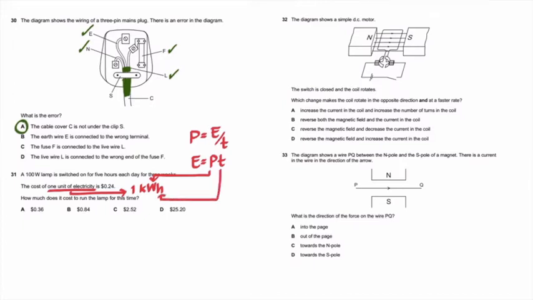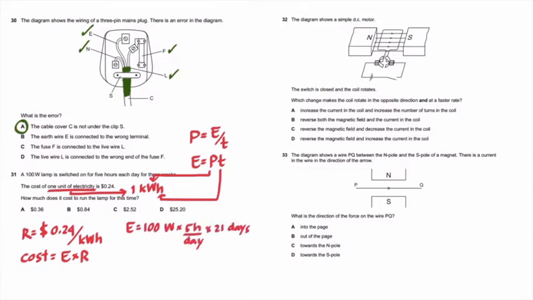Now the problem is telling us that the rate is $0.24 per 1 unit of electricity or 1 kilowatt hour. And the cost, therefore, is whatever energy consumed multiplied by this rate. Now, the energy consumed is 100 watts times the time, which is 5 hours per day in 21 days or 3 weeks. Cancel these, and we have 10,500 watt hour or 10.5 kilowatt hour. Now, using that in the formula for the cost, we should get $2.52. This is option C.